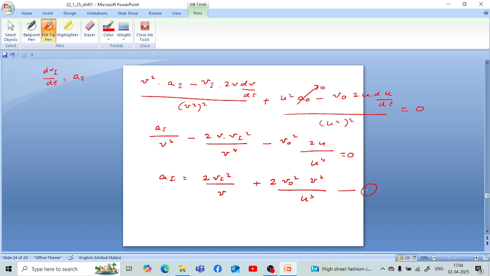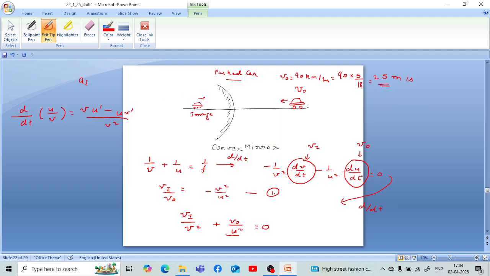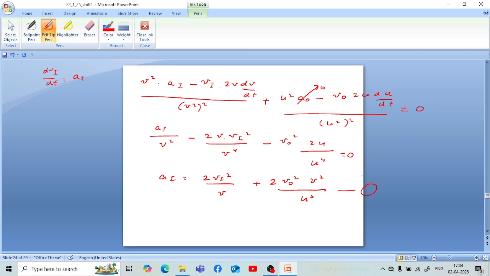Now, let us call this equation number, I think we have used equation 1 earlier, so yeah, this is equation number 2, ai. So, first of all, to calculate the acceleration of the image, we have to find out vi, we have to find out v, we have to find out v naught. V naught is given basically in this problem. Then u is also given.